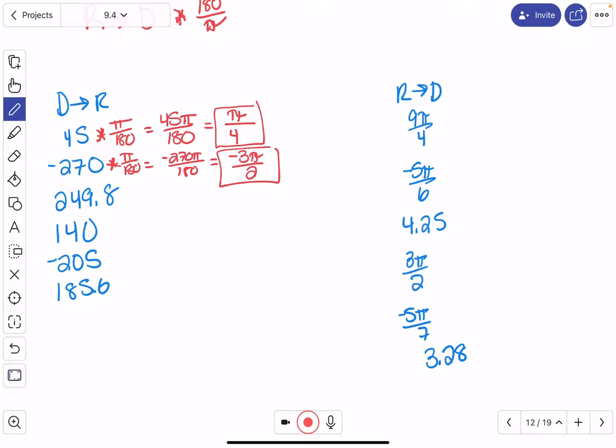And sometimes they're not going to come out even. You're not going to be able to evenly reduce your fraction. So if we did this one times pi over 180, we have a decimal on top, 249.8 pi. So that's not going to reduce evenly. So you're just going to round. So you're going to actually put that in your calculator, 249.8 times pi divided by 180. And we're going to get 4.36 radians. You guys try the other three.